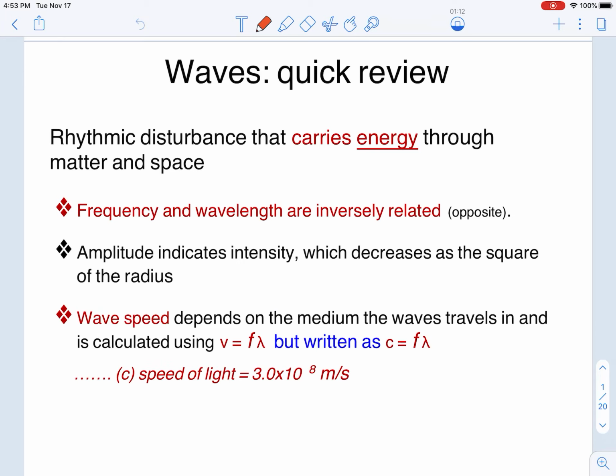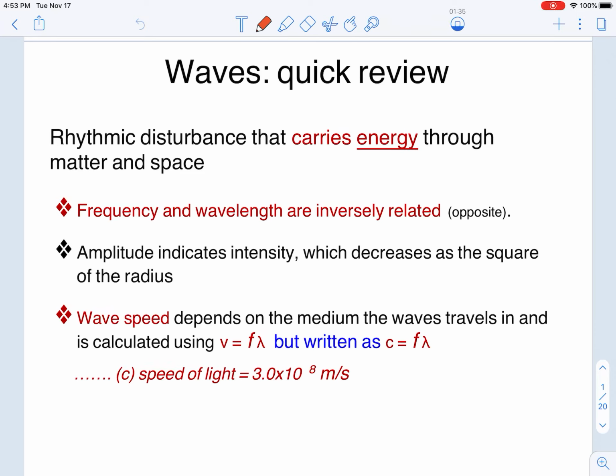Amplitude is still going to help us to interpret the intensity of that wave. In the previous chapter, we were talking about sound, and the amplitude helped us to interpret the volume. Here we are talking about light, so the intensity is going to be the brightness of that light, or how bright or how dim that light is.